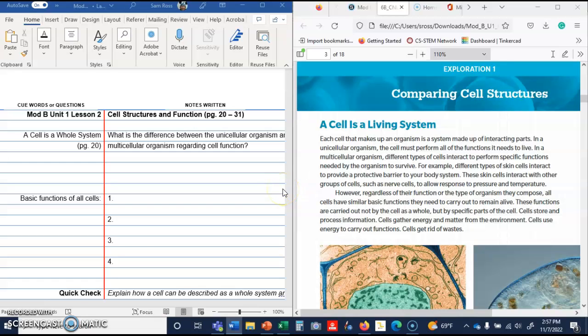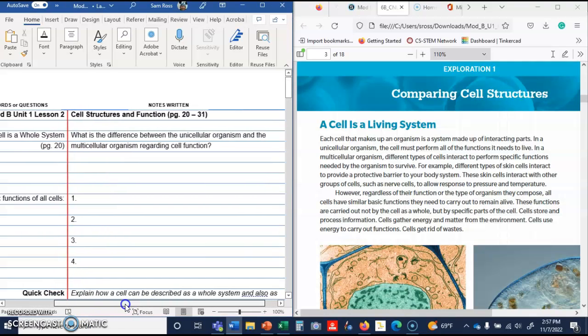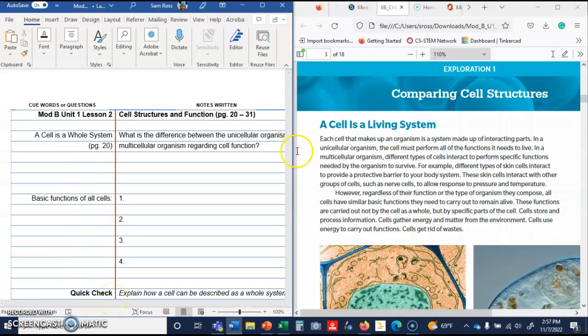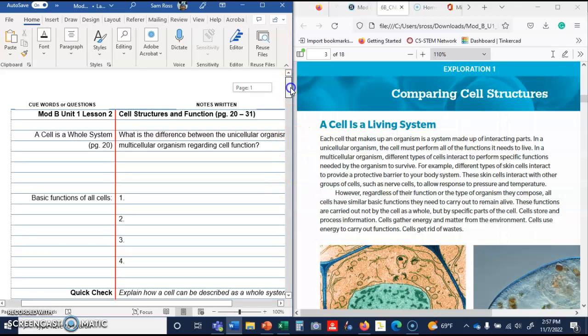So there we go. What is the difference between the unicellular organism and the multicellular organism with regard to cell function? In a unicellular organism, the cell must perform all the functions it needs to live. In a multicellular organism, different types of cells interact to perform specific functions needed by the organism to survive. That is the difference.